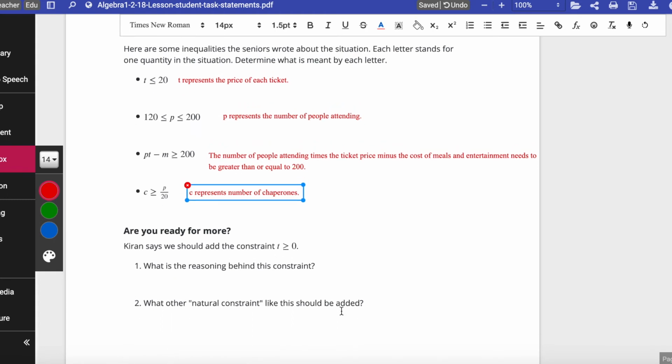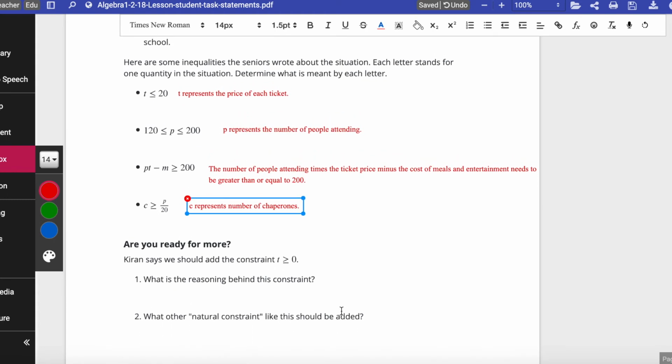Okay, real quick, we don't always do the "Are You Ready for More," but I want to look at this. Kyron says we should add the constraint t is greater than or equal to 0. So we already have this constraint, t is less than or equal to 20. Why does he think we need to add the constraint t is greater than or equal to 0?